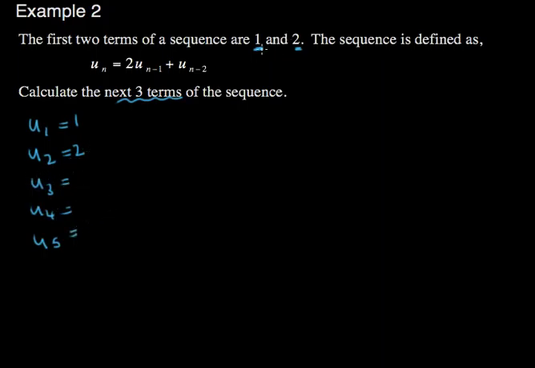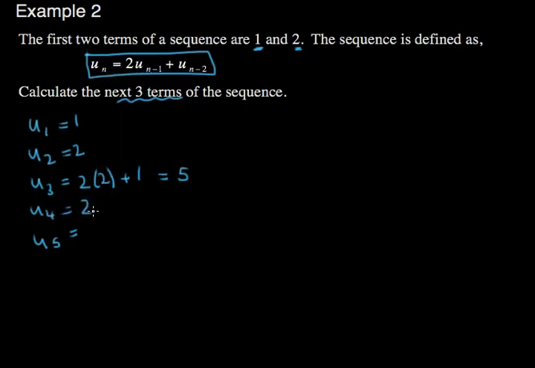To find U3, we would use this formula. And it's referring to 2 lots of the term before it. In this case, the term before it is 2. So it's 2 lots of the term before it, plus 1 lot of the term before that, which is 1. And this is 5.